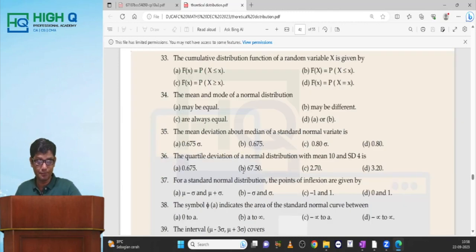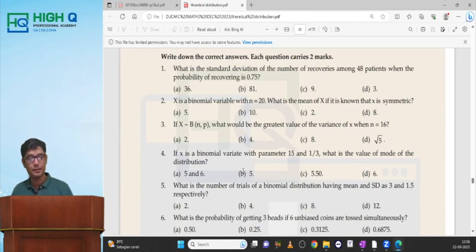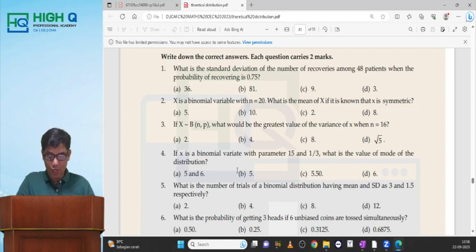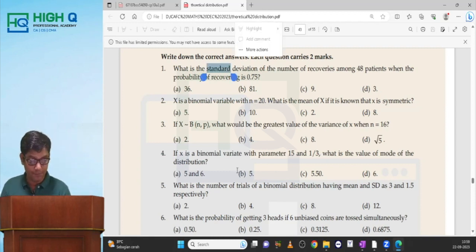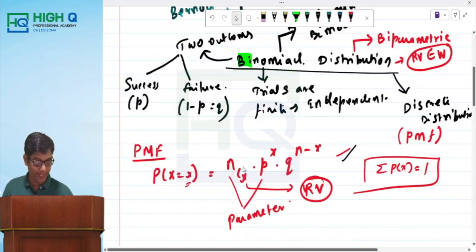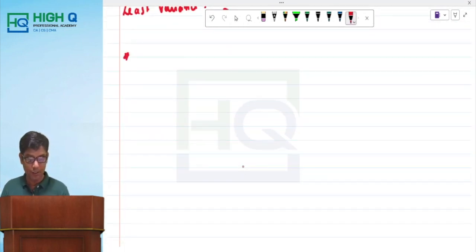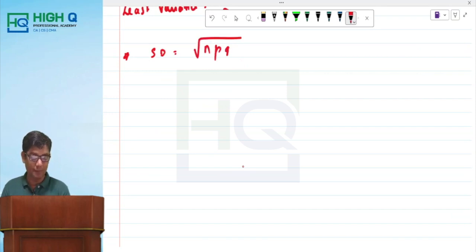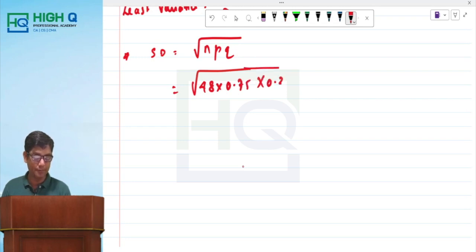Now come to set B. Are you ready? Take your pencils. Now, what is the standard deviation of the number of recoveries among 48 patients when the probability of recovering is 0.75? What do they ask you to find out? Standard deviation. What is the standard deviation formula? Root of NPQ. Is n given? Is p given? So q is also given. Am I right, my dear? So what is the answer? 3.